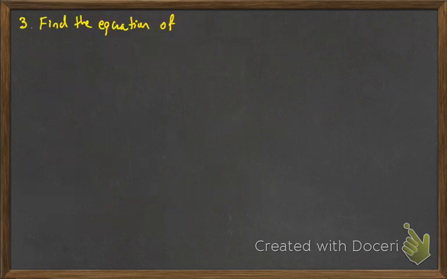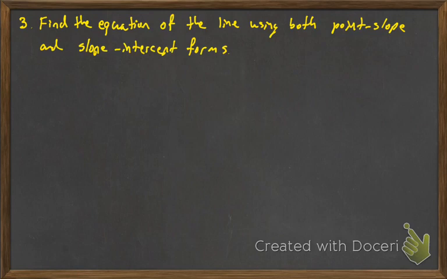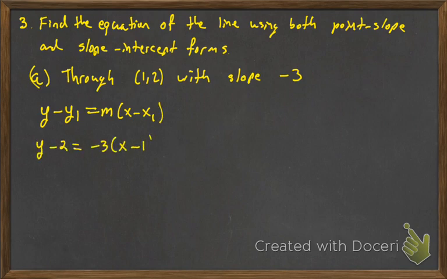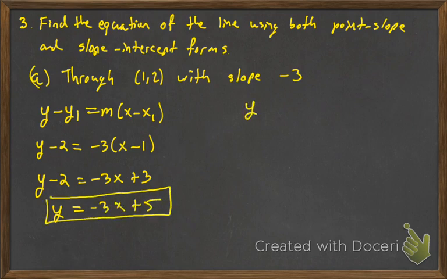Alright, so we're going to find the equation of the line using both the point slope formula and the slope-intercept form. Kind of compare the two. So the first one we're going to look at is through a point, (1, 2), and then we're going to be given the slope of negative 3. So first, using point slope formula, y minus y1 equals m times x minus x1. Well, y minus 2 is equal to negative 3 times x minus 1. Go ahead and distribute that negative 3, and then add 2. y equals negative 3x plus 5. So that's using point slope formula.